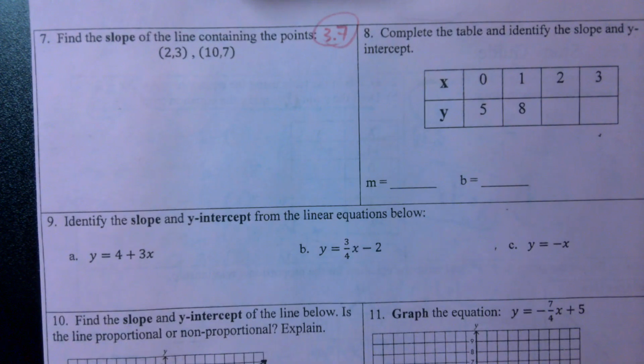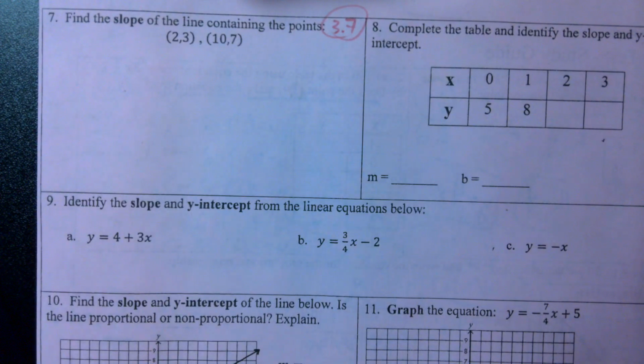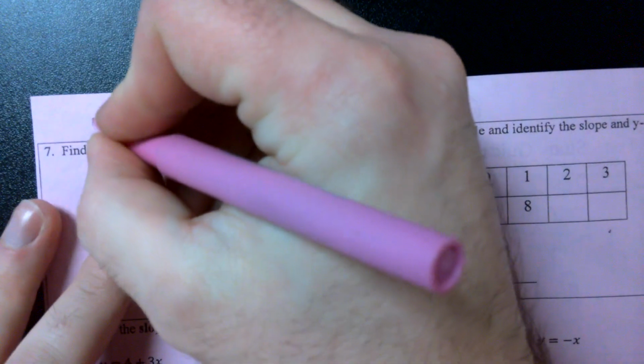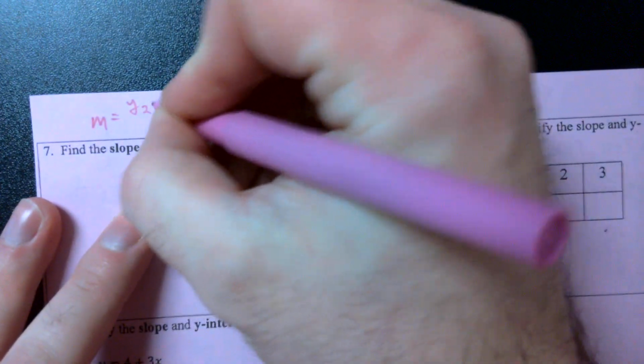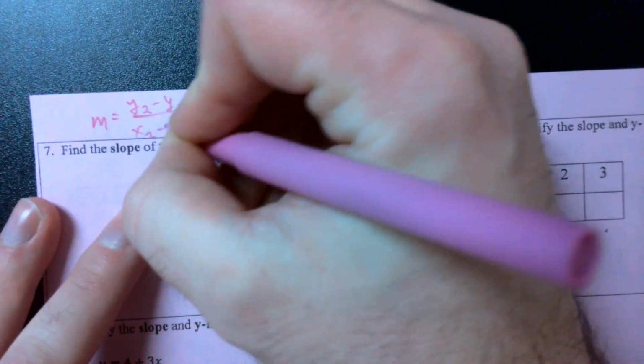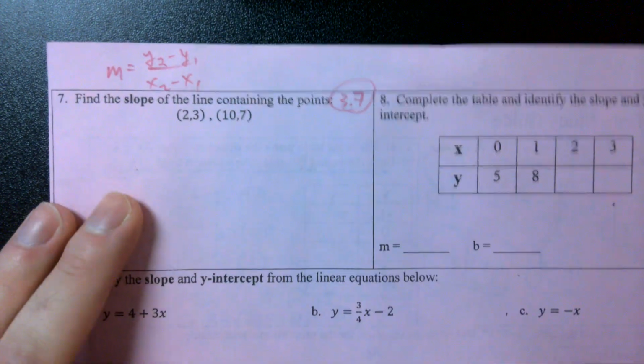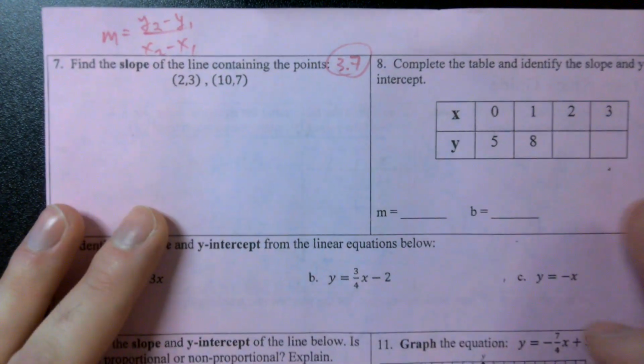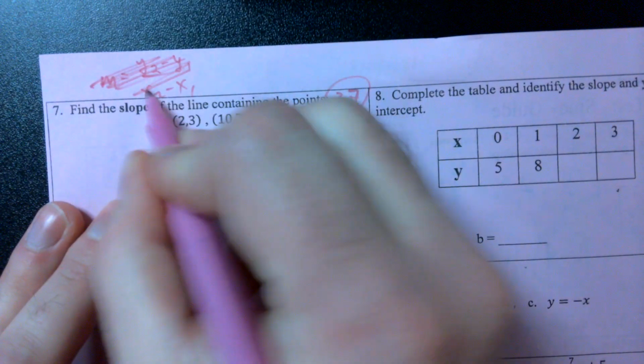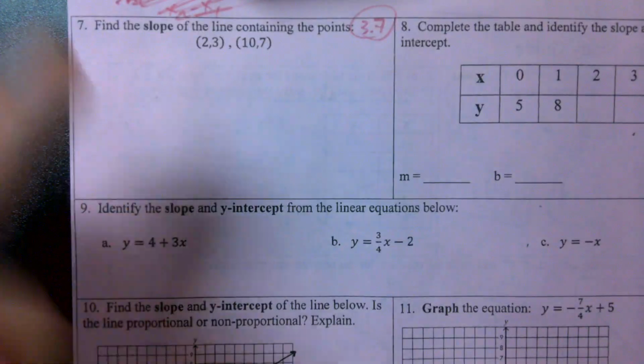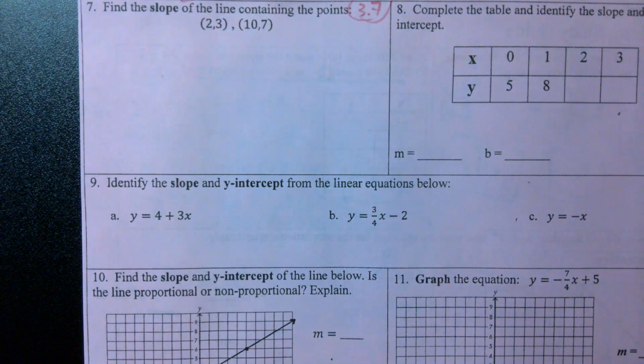Okay? Now, the district and the state of California want me to teach this in a very, very confusing and difficult way, using an equation that looks like m equals y2 minus y1 over x2 minus x1, where we plug in a bunch of numbers, do a bunch of subtraction, and solve. I don't like that way, so I don't care what the district says. I'm going to teach it this way.